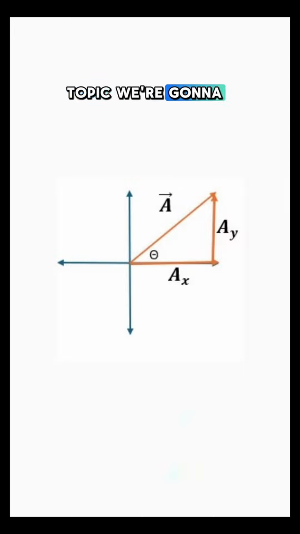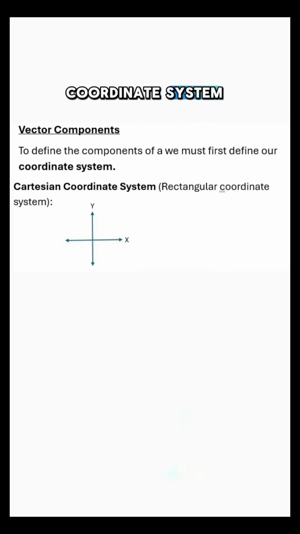Alright, so the next topic we're going to be covering is vector components. To break a vector down into its components, we're first going to need to define a coordinate system. The most standard coordinate system is the Cartesian coordinate system, otherwise known as the rectangular coordinate system. The diagram below shows the Cartesian coordinate system. We can see there's an x and y axis.